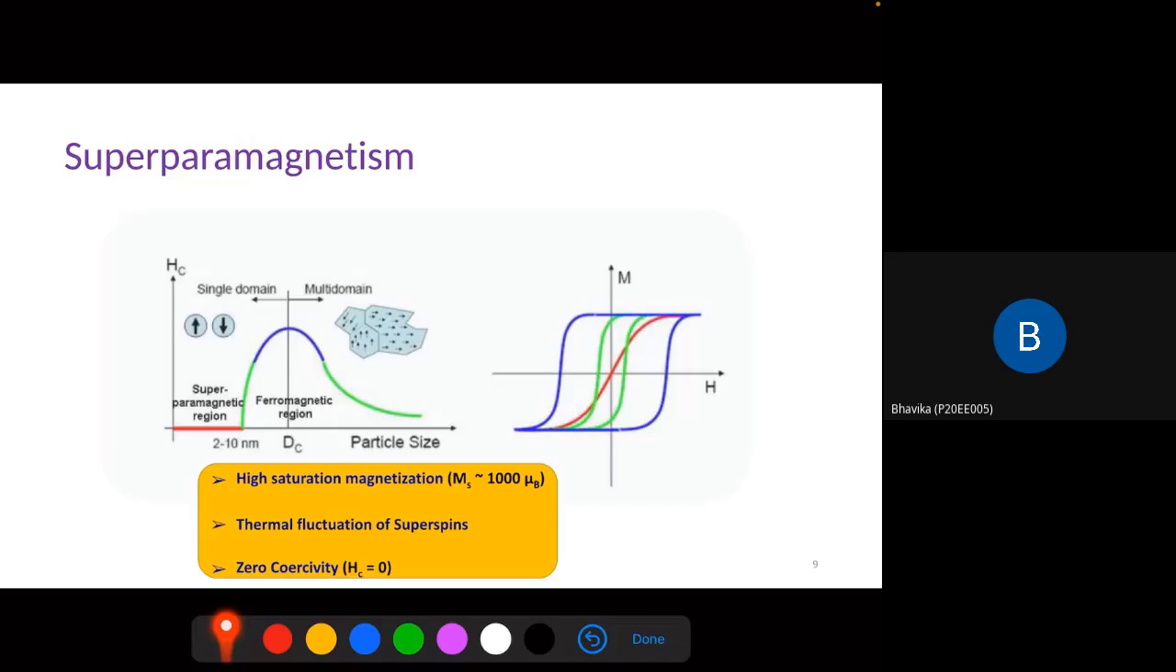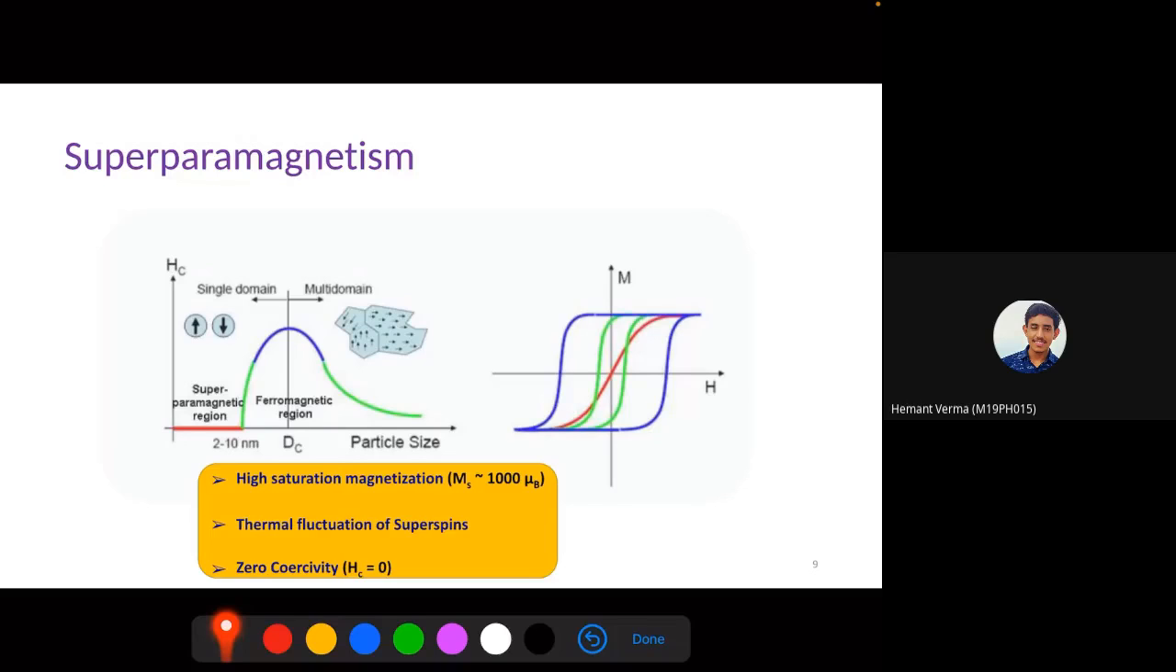And what additionally happens, why do you have this coercivity that goes to zero even if you have a single domain state? There is something known as thermal fluctuations of superspins. These superspins, this single domain ferromagnetic particle, the magnetization, although it is huge, there will be a fluctuation induced by temperature. Even at room temperature it fluctuates, and since it is fluctuating, you can say it is very similar to the behavior of a paramagnet.